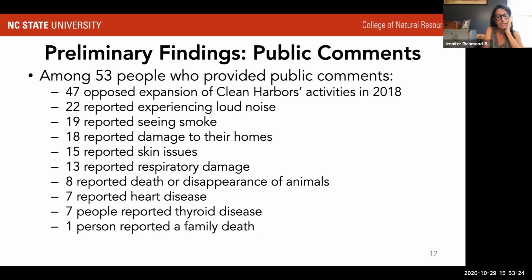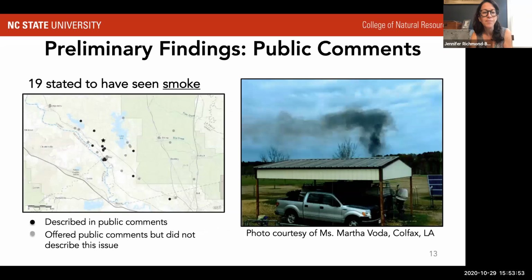8 reported death or disappearance of animals. 7 reported heart disease. 7 reported thyroid issues, and 1 person reported a family death that they testified they thought was related to the facility. Again, this is self-reported information, so we're using this in a preliminary manner to lay the foundation for our study, rather than taking this to be the end-all be-all of health declarations.